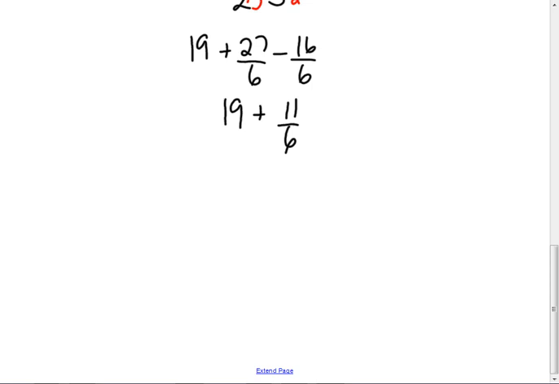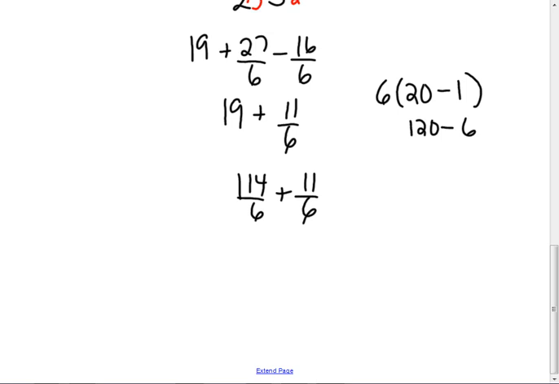Now, can I do 6 times 19 in my head? Sure I can, because you know what 19 is? It's 20 take away 1. Now, I can do this in my head. So it's 120 minus what? 6. So this is 114/6 plus 11/6. If you haven't done that trick, you might run into that in real life where you don't have a calculator handy. So it's 125/6. That's good enough.